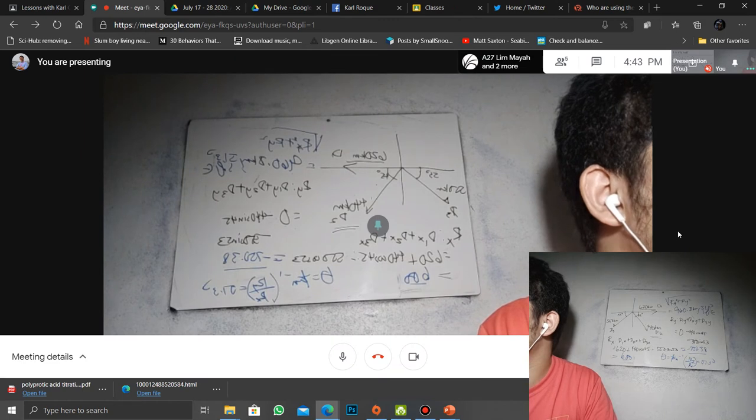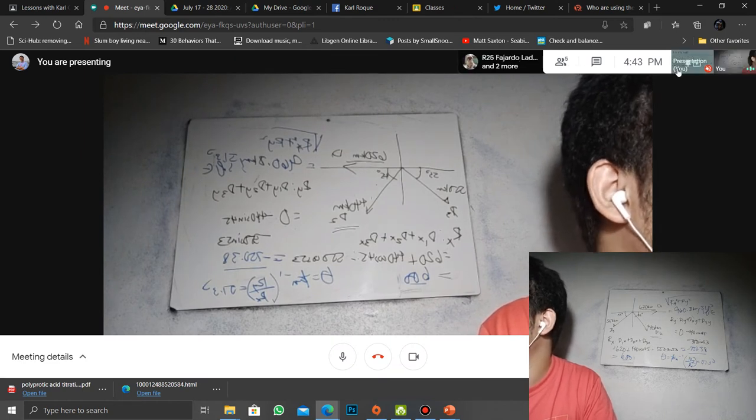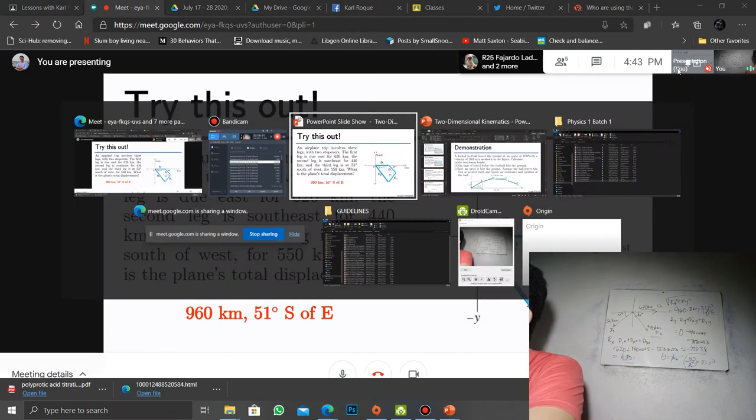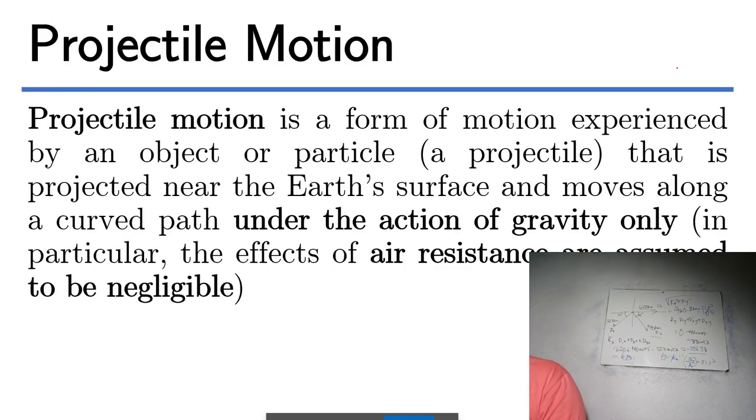Okay. Game. Now, let's move on to the next part of our lesson. This is the main project: projectile motion. This is the main application of the vectors we've been studying. It's kinematics, but we look at two dimensions, the x and the y direction. Projectile motion is a form of motion.